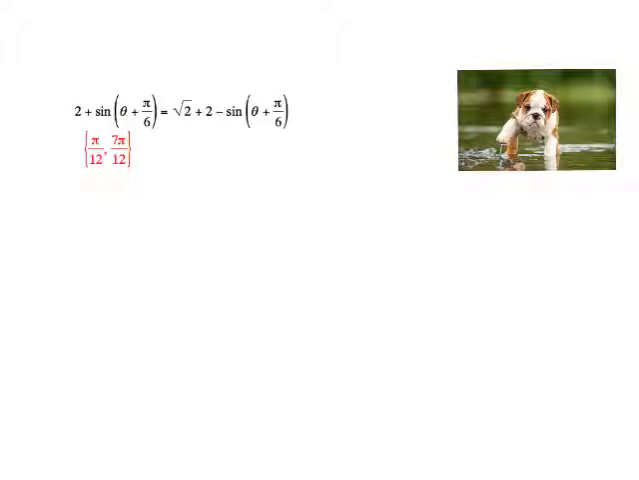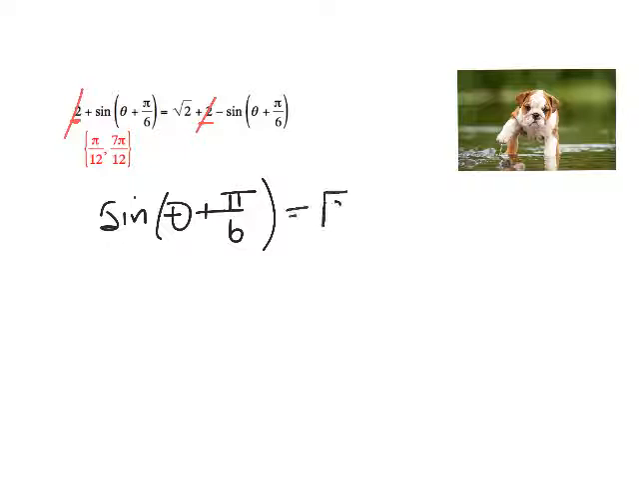We are going to solve this one. A couple of things. These twos right here, I'm going to subtract them from both sides. They're going to go away. I'm just saving myself a little time and a little space. So I have the sine of theta plus pi over 6 equals a radical 2 minus the sine of theta plus pi over 6.